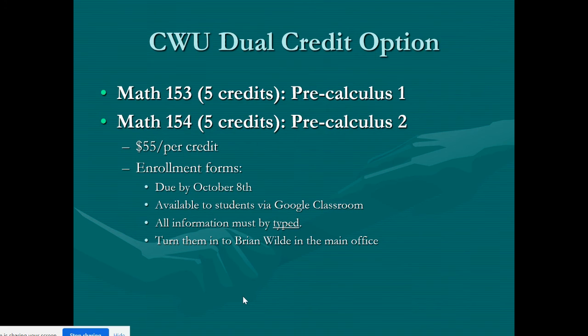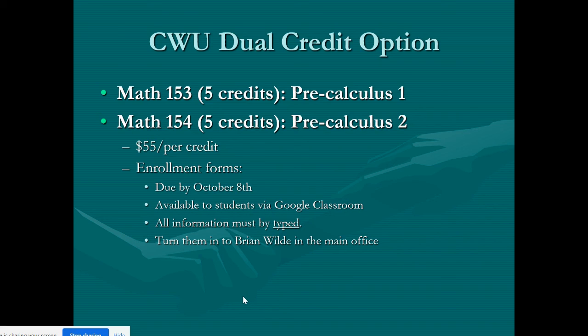This class also qualifies for a dual credit option through Central Washington University, where students can get credit on their Camas High School transcript, and they can also get credit on a Central Washington University transcript. It is optional and there is a cost associated. First semester accelerated pre-cal counts as their Math 153, which is worth 5 college credits. And our second semester material counts as Math 154, which is 5 credits as well.